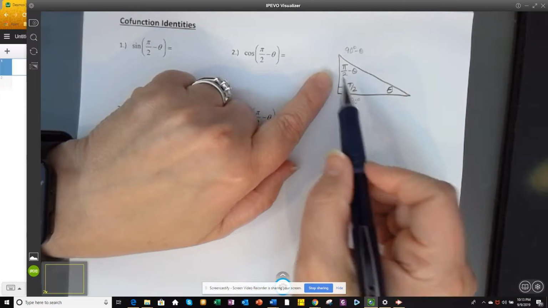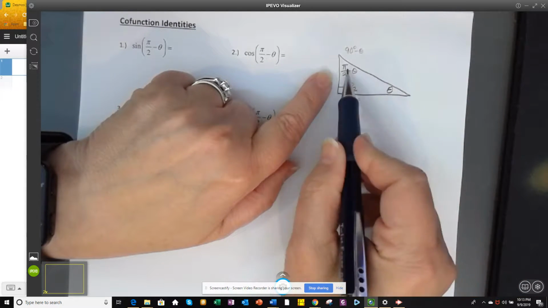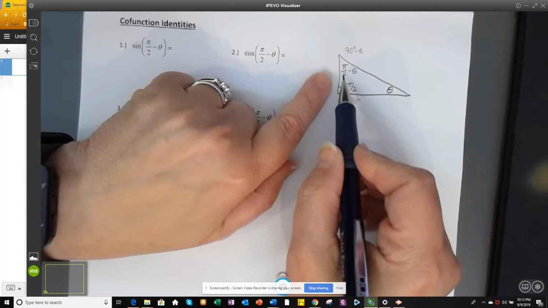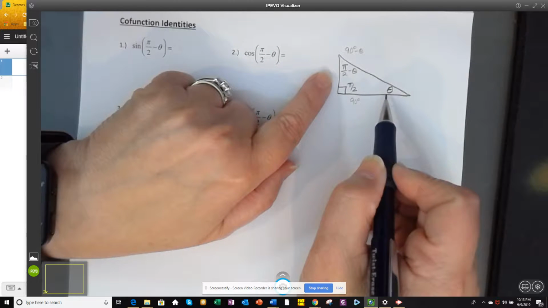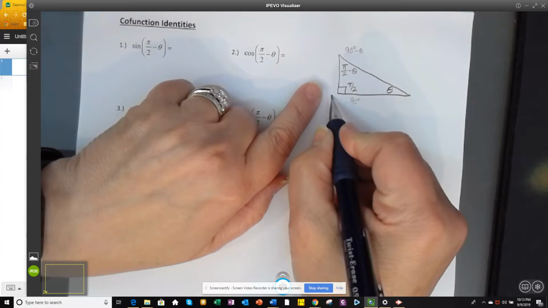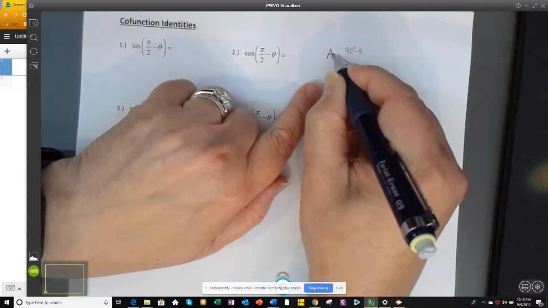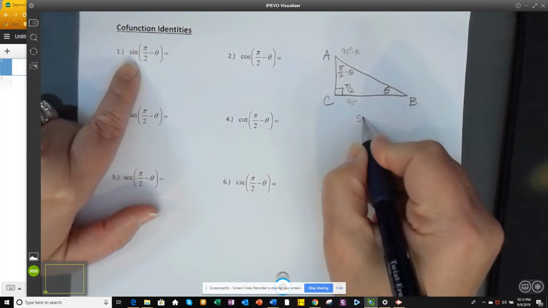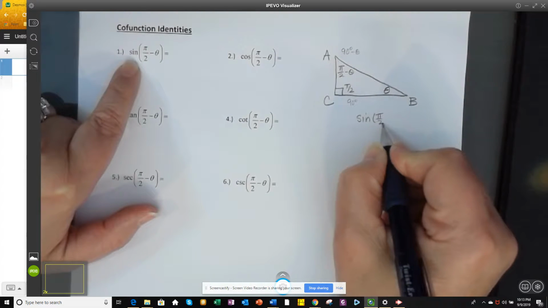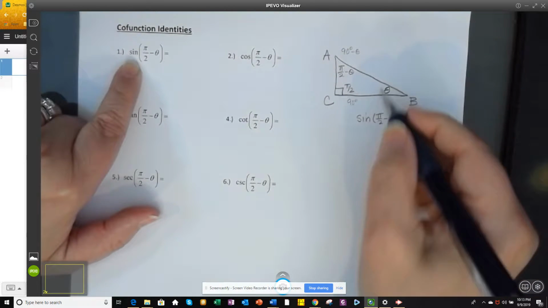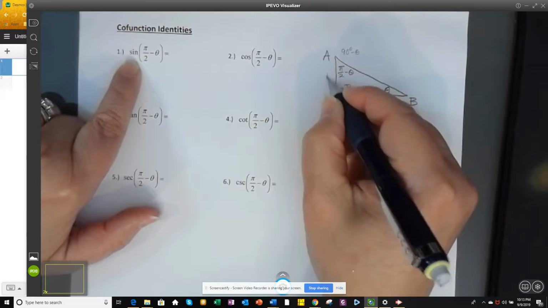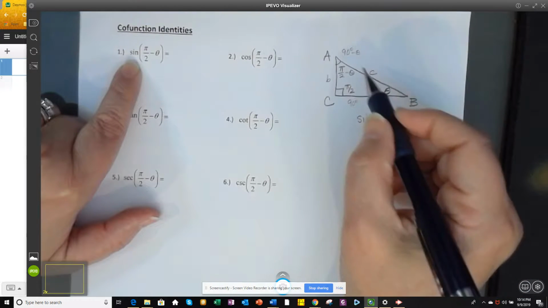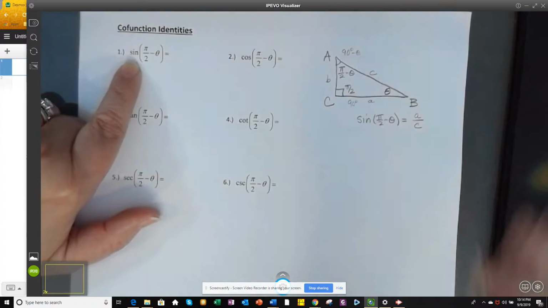Now these two angles are complementary because they sum up to 90 degrees. And so I'm just going to label this angle C, we'll call this one A and this one B. And let's say I wanted the sine of angle pi over 2 minus theta. Well, this opposite side here is little a, this is little b, this is little c. The sine of an angle, and this would be my angle choice here, would be the opposite, which is a over c.